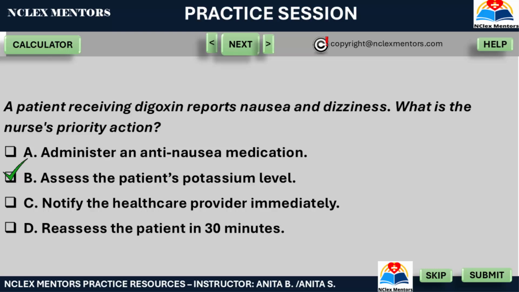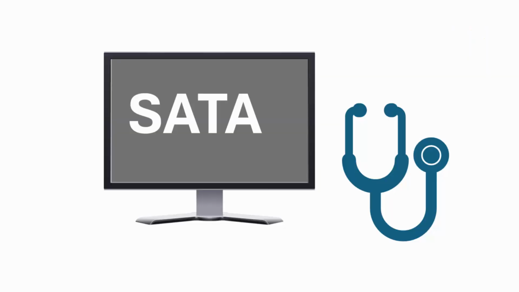Correct answer, B. Assess the patient's potassium level. This follows the nursing process, ADPIE. Always assess before taking action. Nausea and dizziness are early signs of digoxin toxicity, often related to low potassium, so you always have to assess the patient's potassium level. Next up, select all that apply questions.